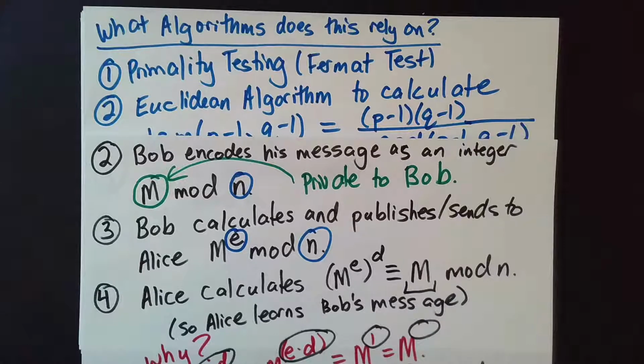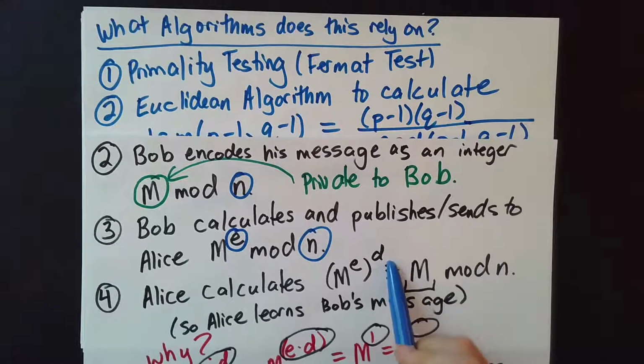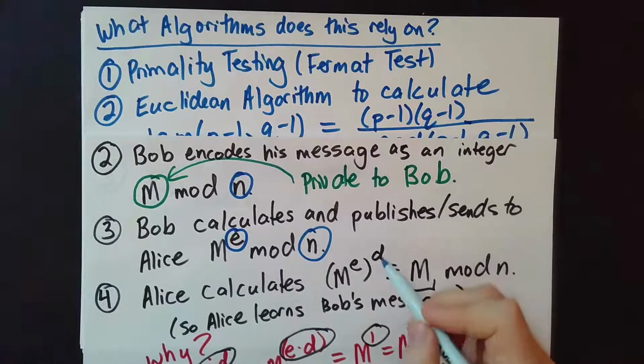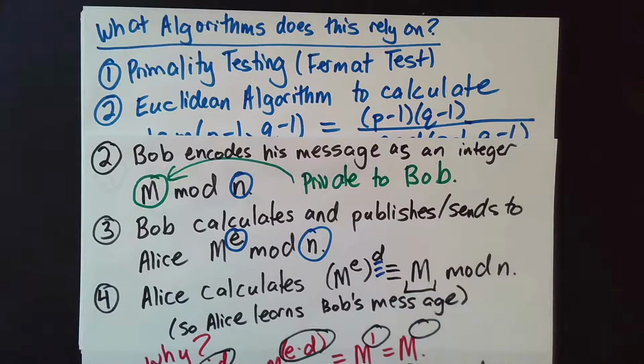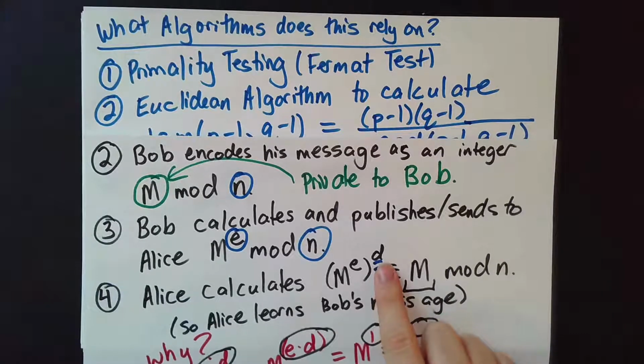But regardless of whether e is big or small, Alice definitely needs repeated squaring to calculate m to the e to the d, because this decryption exponent will always be large.